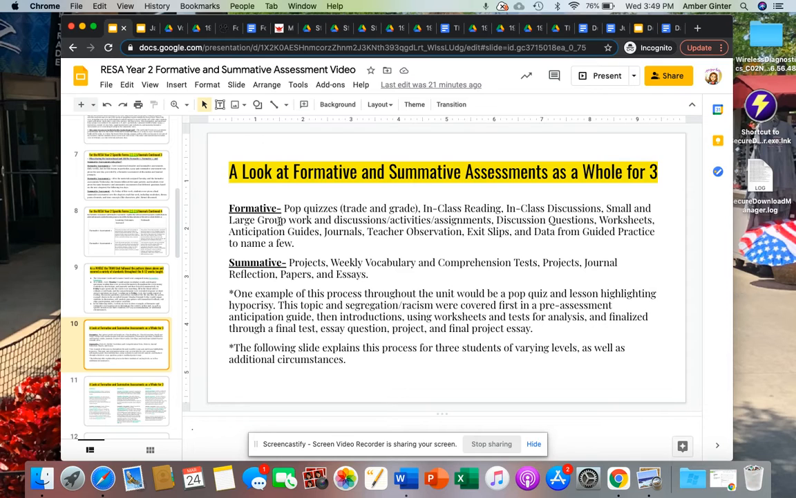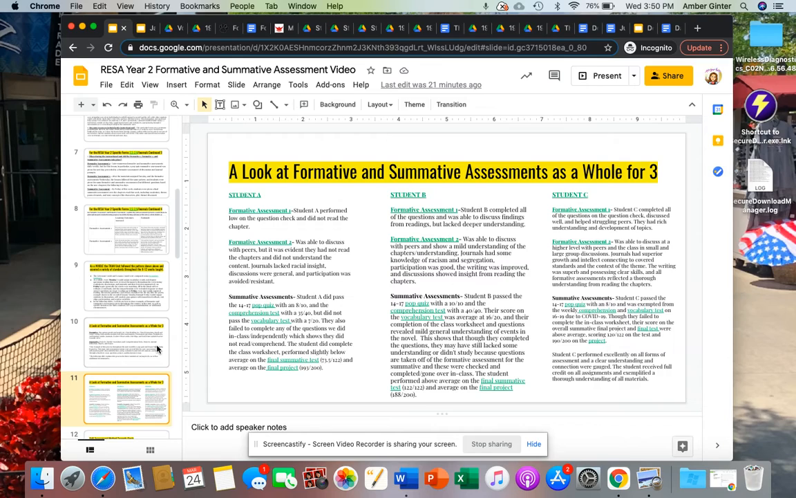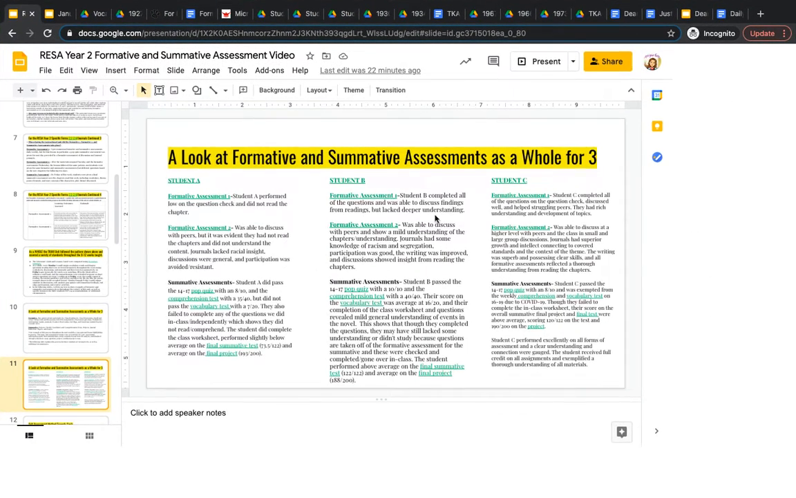One particular example would be a pop quiz and lesson highlighting hypocrisy. That topic, and segregation and racism, were covered in that first lesson that I gave. It was covered in the pre-assessment anticipation guide, introductions, worksheets, and tests. Then, at the end, I was able to give that final test, essay question, and project essay that all asked about hypocrisy. That's just one example. Let me make this bigger.